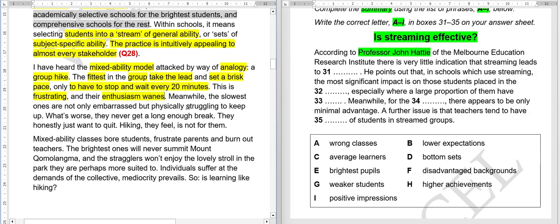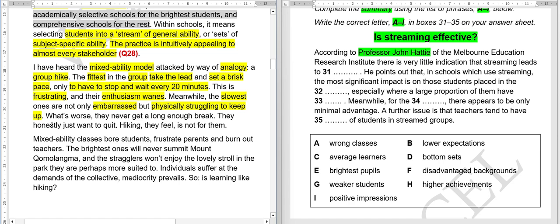Meanwhile, the slowest ones are not only embarrassed but physically struggling to keep up. Obviously, the slowest ones will feel embarrassed because of them the others have to stop again and again, and not only that, but they will be physically struggling to keep up as they are not fit. They are the slowest. They are the most unfit of the group. They will be running out of breath. They will be panting the whole way. So on top of the embarrassment, they will not be physically able to keep up with other people.